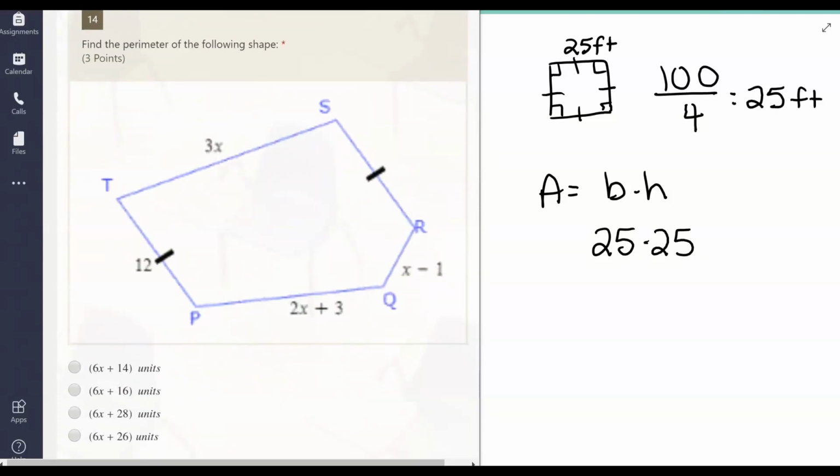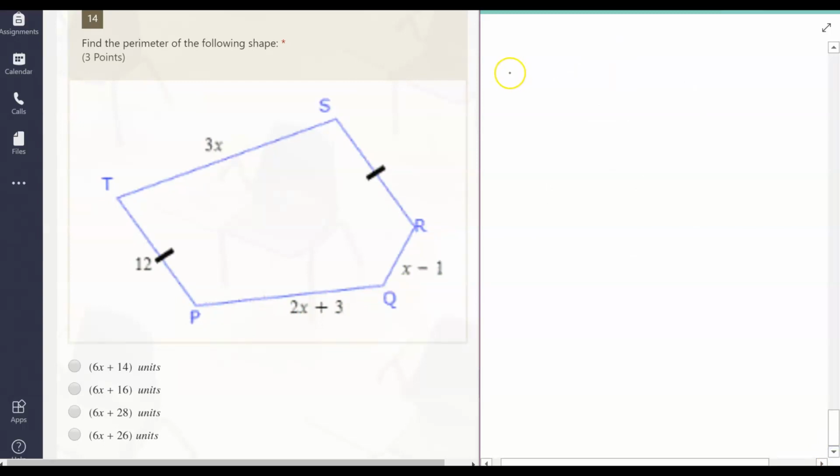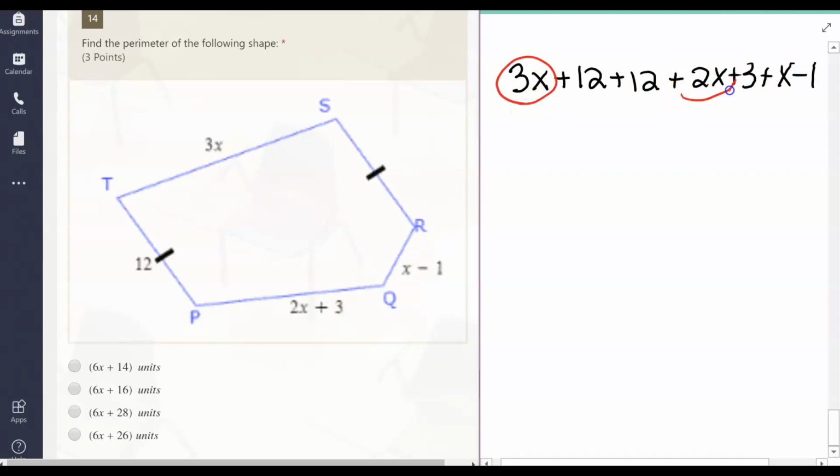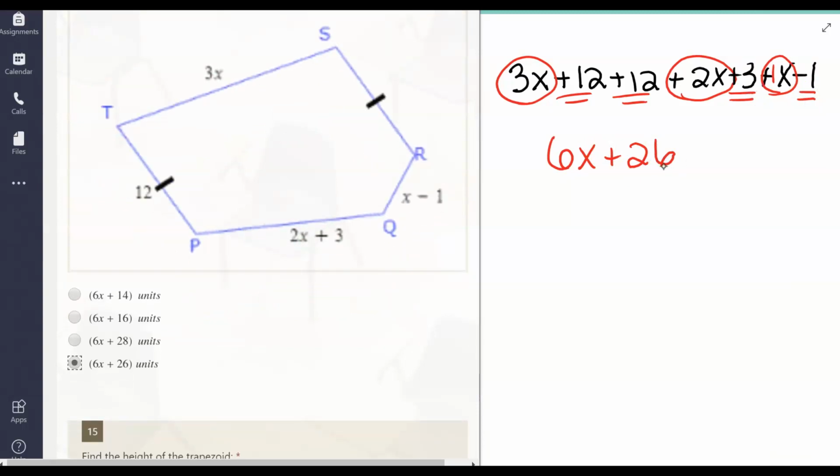Okay, 2 more questions. Find the perimeter of the following shape. Remember, that means just add up all your sides. So 3x plus 12 plus another 12 plus 2x plus 3 plus x minus 1. So I have positive 3x plus 2x plus 1x, so that's 6x altogether. And then I have 12 plus 12 to get me 24, plus 3 to get me 27, minus 1 to give me 26. So I have 6x plus 26.